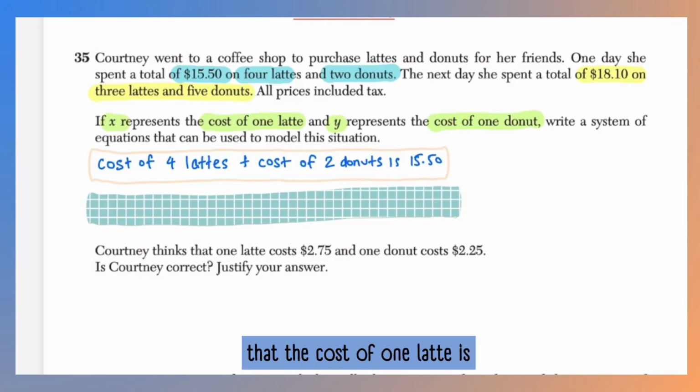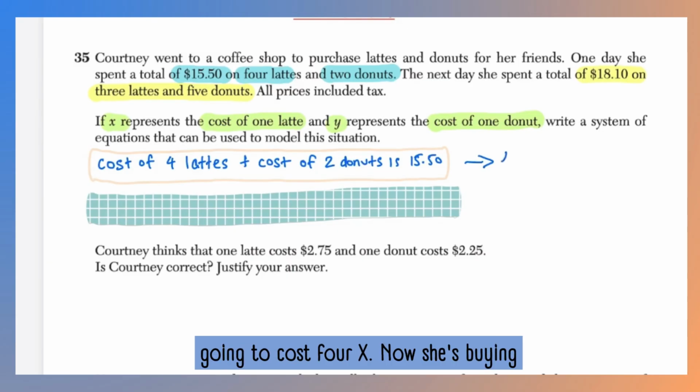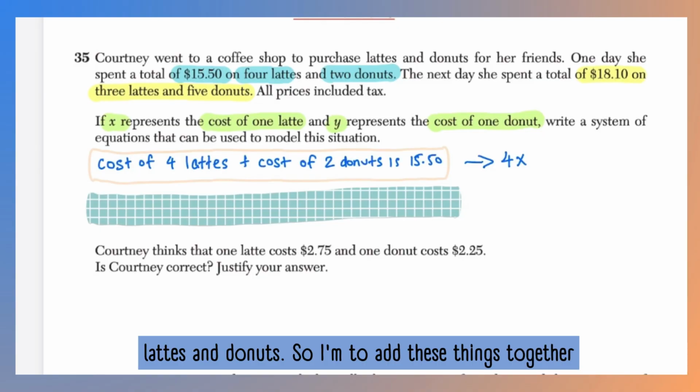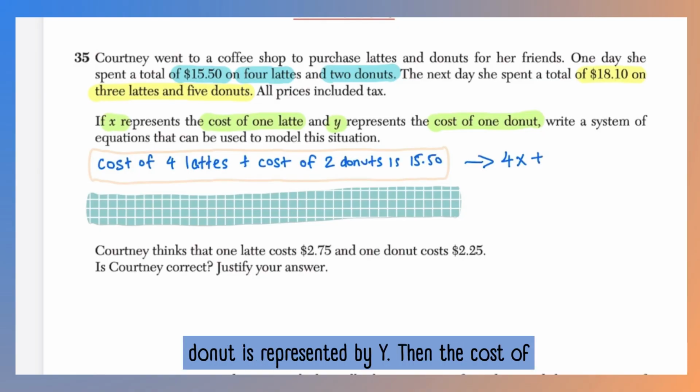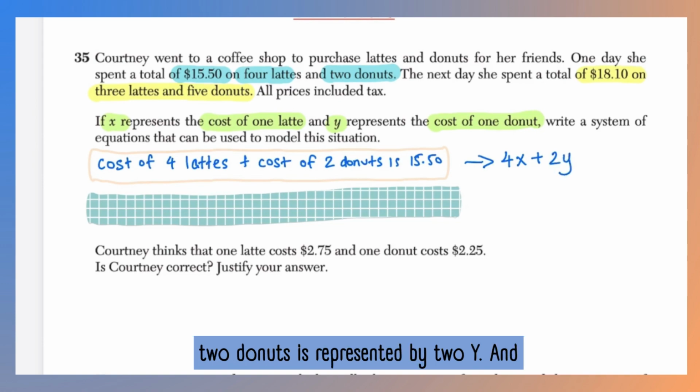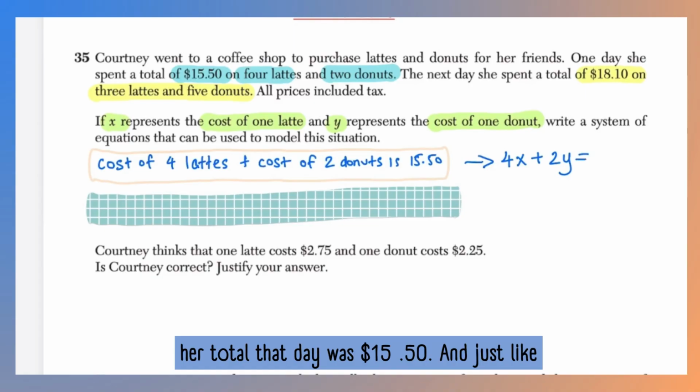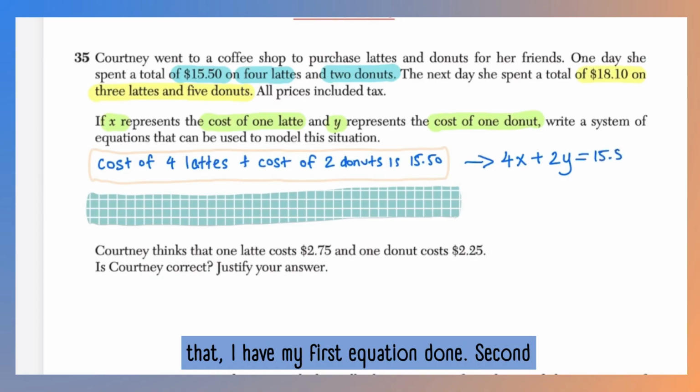Now, I'm already told that the cost of 1 latte is represented by X. So if 1 latte costs X, then 4 lattes are going to cost 4X. Now she's buying lattes and donuts, so I'm going to add these things together because she's paying for both of them. The cost of 1 donut is represented by Y, then the cost of 2 donuts is represented by 2Y. And her total that day was $15.50. And just like that, I have my first equation done.